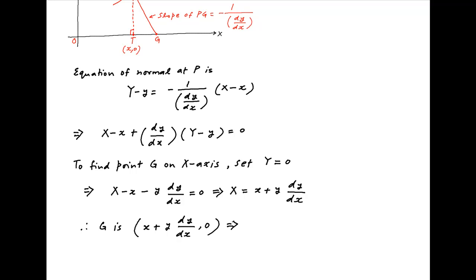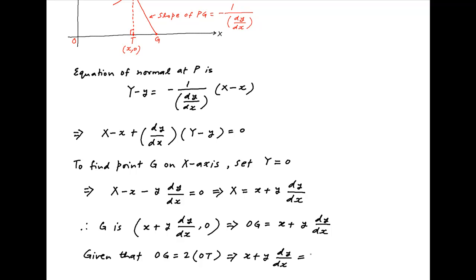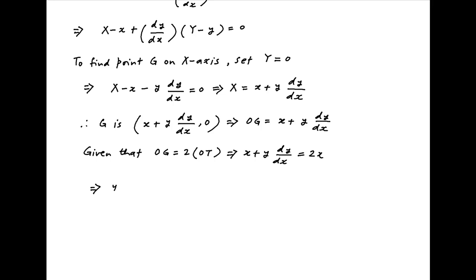Or in other words, the distance OG between the origin and point G is equal to x plus y times dy upon dx. Now we are given in the problem that OG is equal to 2 times OT. Since the distance OT is equal to x, this implies that x plus y times dy upon dx is equal to 2x. This implies that y times dy upon dx is equal to x. Separating the variables, we get y dy is equal to x dx.